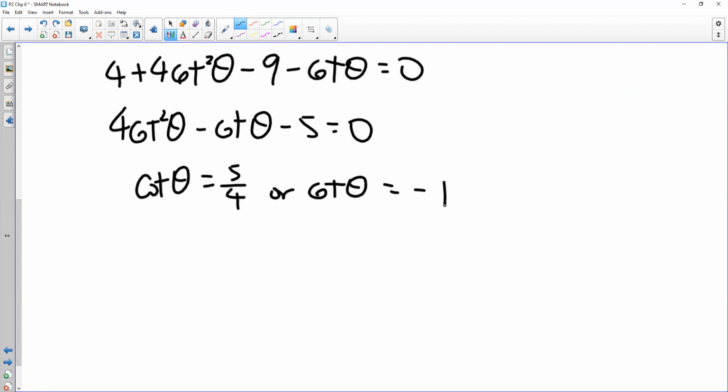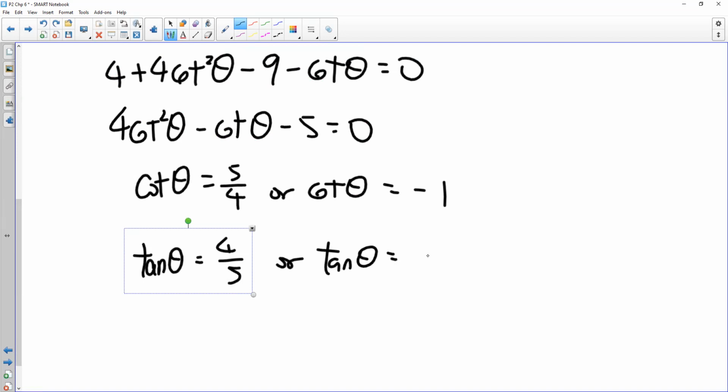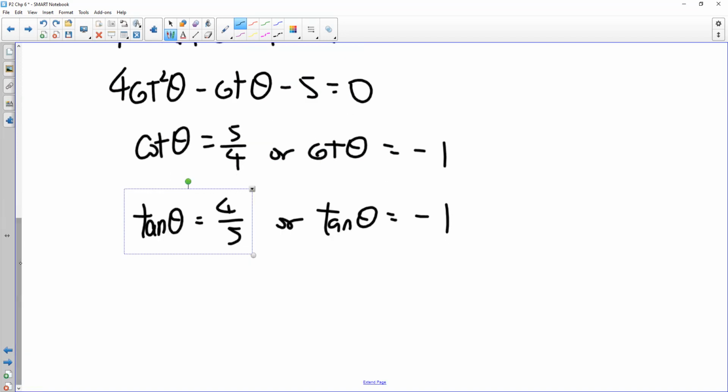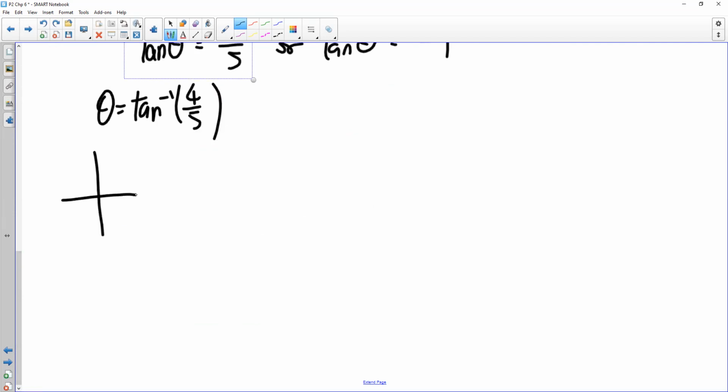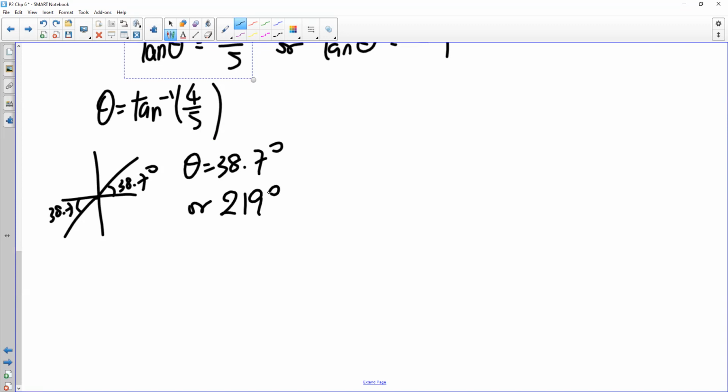Cot theta is the same as 1 over tan theta, so tan theta will equal the reciprocal, which is 4/5, or tan theta will equal -1 over 1, which is the same as -1. Then take inverse tan on both sides. So theta equals inverse tan of 4/5. If you remember what I said last lesson, to do the inverse straight away, you should use a CAST diagram. So you will get 38.7 degrees. It works. So for tan to be positive, theta equals 38.7 degrees, or 180 plus it, 218.7 degrees.